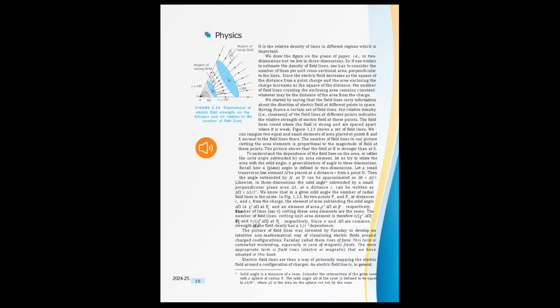The picture of field lines was invented by Faraday to develop an intuitive non-mathematical way of visualizing electric fields around charge configurations. Faraday called them lines of force. This term is somewhat misleading, especially in case of magnetic fields. The more appropriate term is field lines, that is electric or magnetic, that we have adopted in this book. Electric field lines are thus a way of pictorially mapping the electric field around a configuration of charges. An electric field line is in general a curve drawn in such a way that the tangent to it at each point is in the direction of the net field at that point.